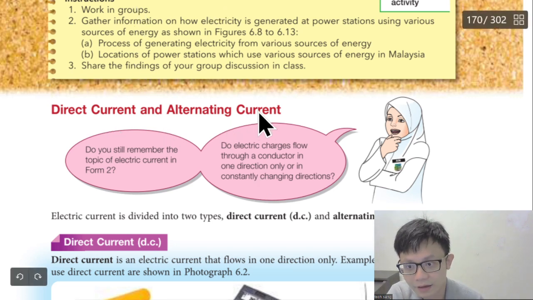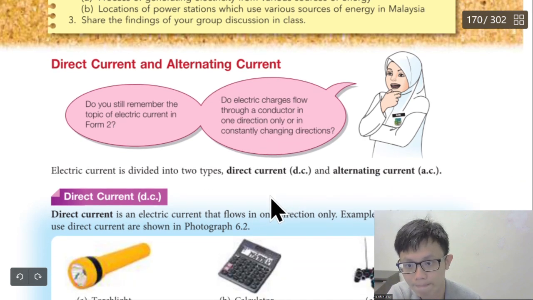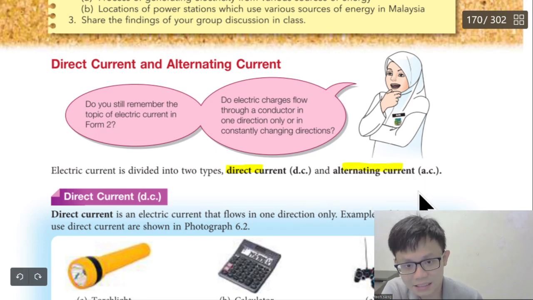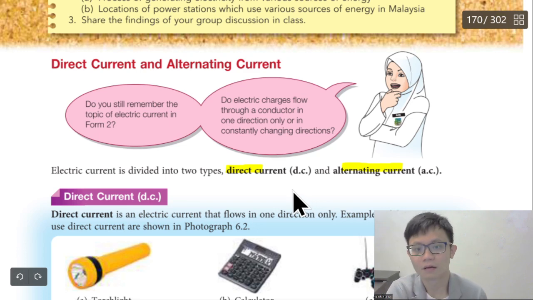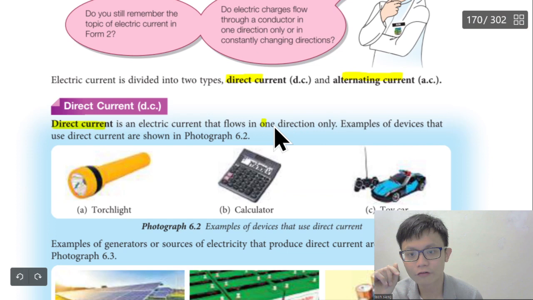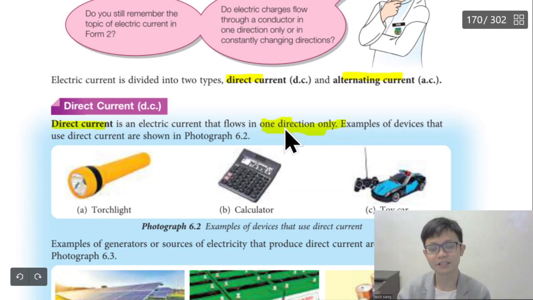But in current there are also two types. Do you still remember the topic of electricity in Form 2? Does electric current flow through a conductor in one direction or constantly changing direction? So electric current is divided into two types: direct current and alternating current, DC or AC. DC means a direct current that flows in one direction. It's quite easy because it just flows in one direction.